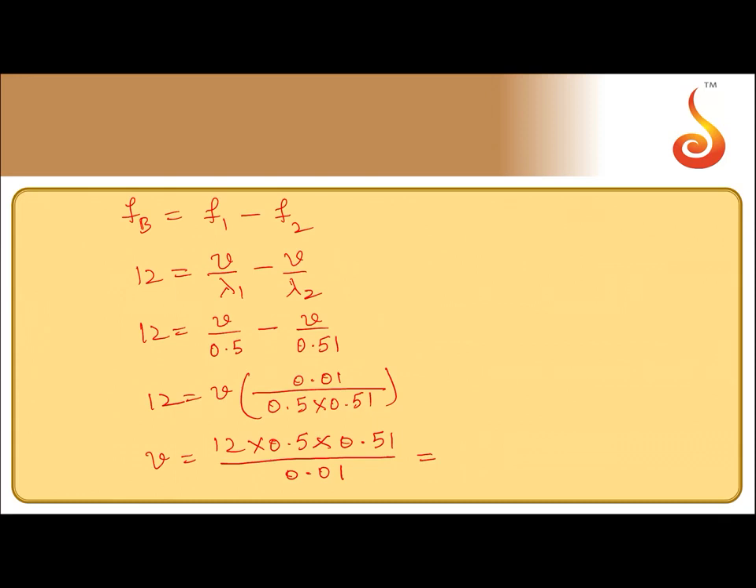So that will give you, 12 into 0.5 is 6. If this is divided by this, it will become 51. So 51 into 6, that is 306 meter per second. That is the velocity, which is option C.